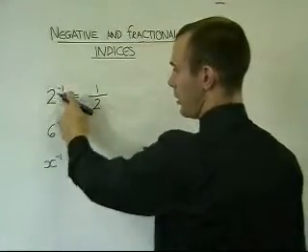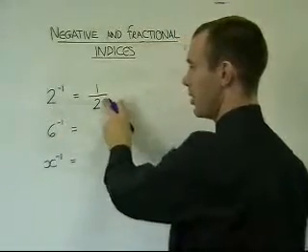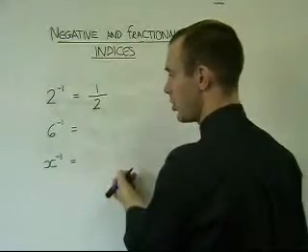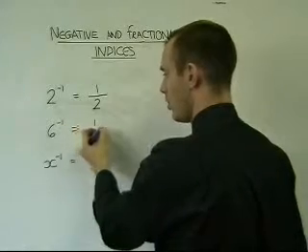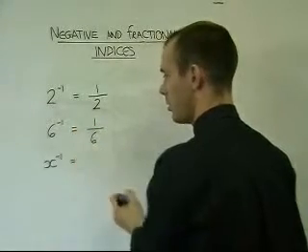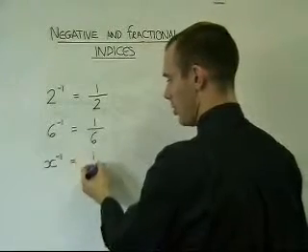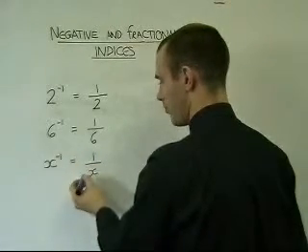This power would then go down onto the bottom, but in this case it's 2 to the 1, so we leave it how it is. Same thing with 6 to the minus 1, 1 over 6, and the last one, x to the minus 1, will be the same as 1 over x.